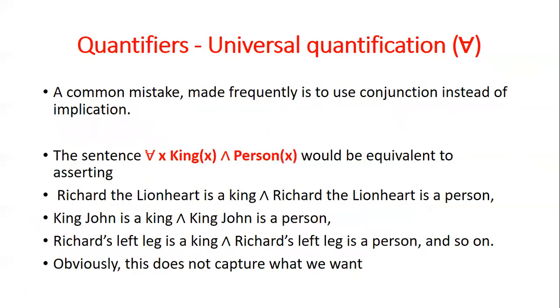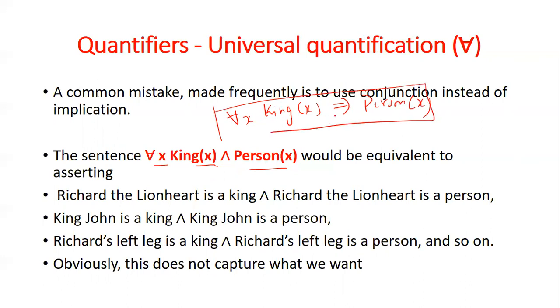Here is an example of why and should not be used with universal quantification. For example, if you represent that for all x, king of x and person of x, our intention is not to represent this. Our intention is to represent that if x is a king, then x is a person. So the correct way of representation is for all x, king of x implies person of x. The right way to represent this is by using implication.